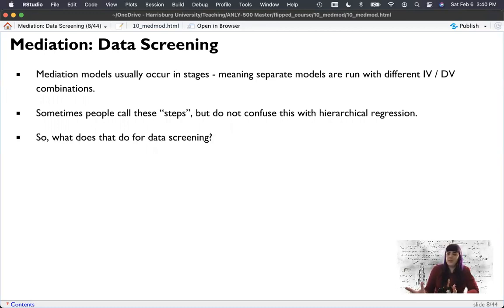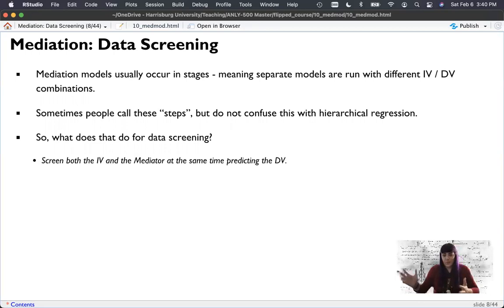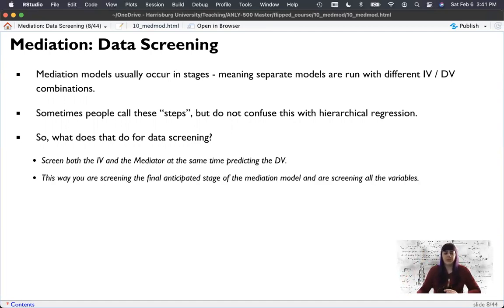And so what do we do, data screening wise? Well, what I tend to tell people to do is run the largest model. Just like in hierarchical regression, we run the last step. So we screen both the IV and the mediator at the same time, predicting the DV, because that's stage 3. And that will screen all 3 variables for us and give us all of our good outlier information. That way you're screening the final stage of the mediation model and getting all the variables at once.